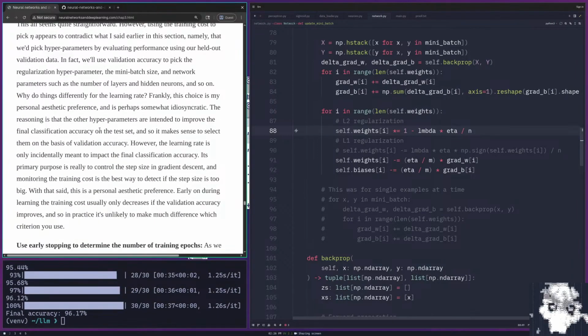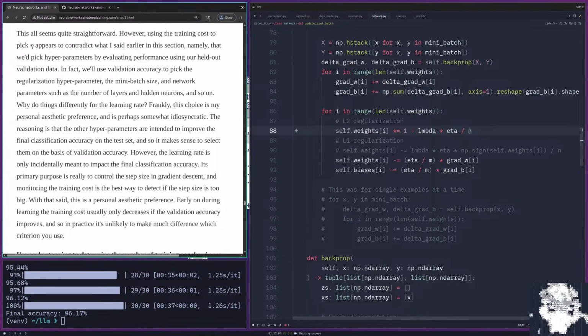This all seems quite straightforward. However, using the training cost to pick eta appears to contradict what I said earlier in this section, namely that we pick hyperparameters by evaluating the performance using our held out validation data. In fact, we'll use validation accuracy to pick the regularization hyperparameter, the mini batch size, and network parameters such as the number of layers and hidden neurons, and so on. Why do things differently for the learning rate?